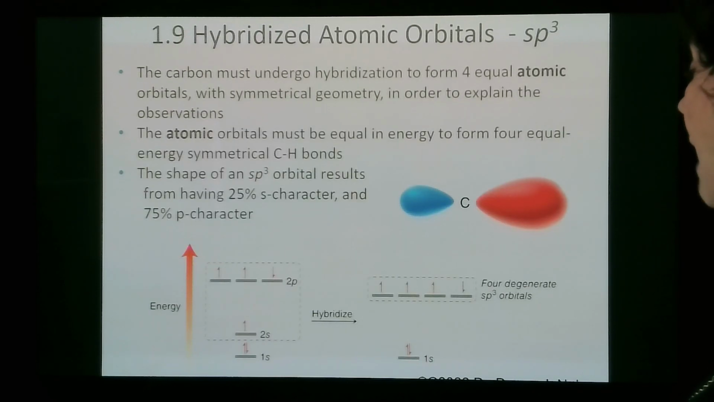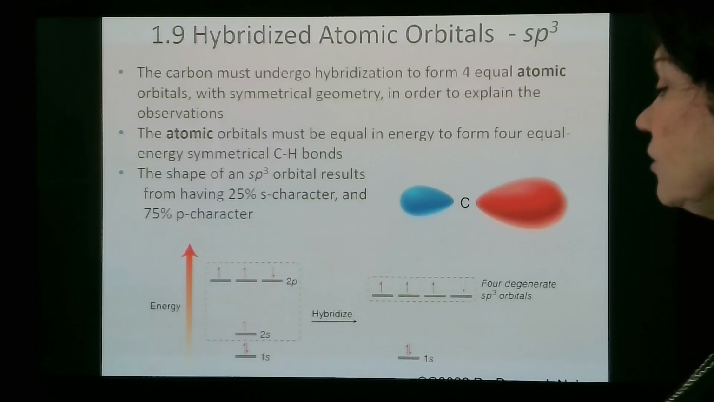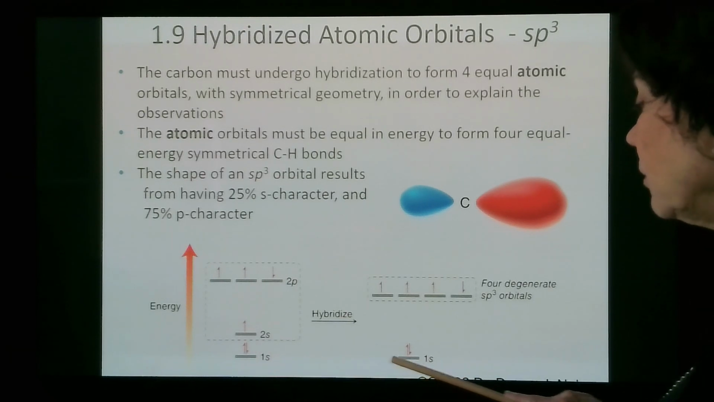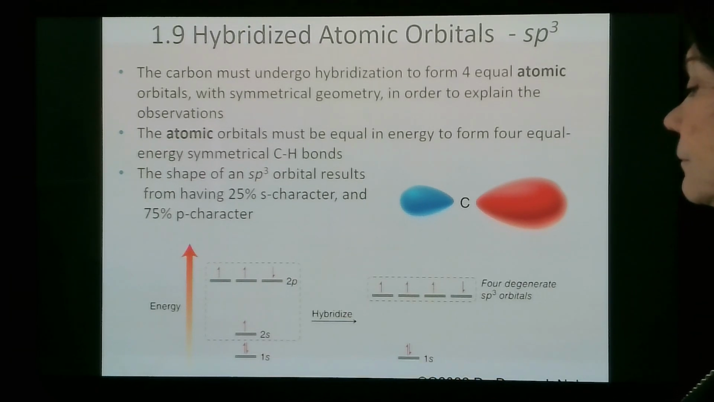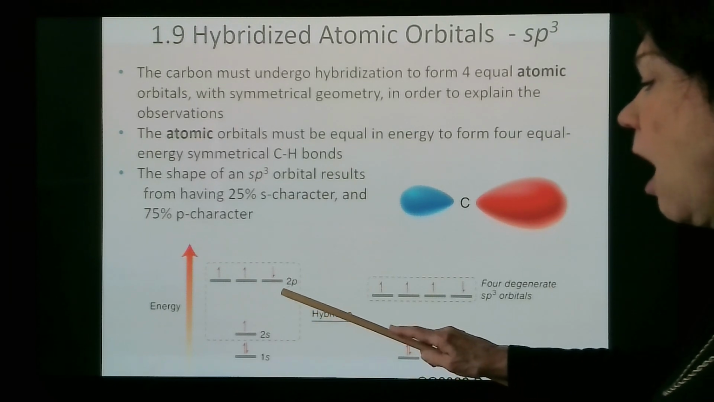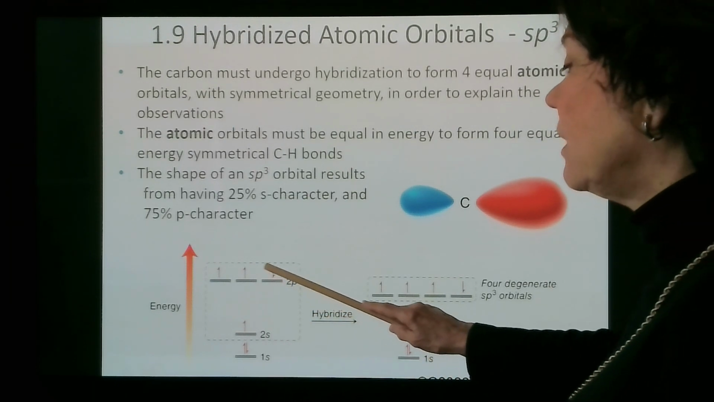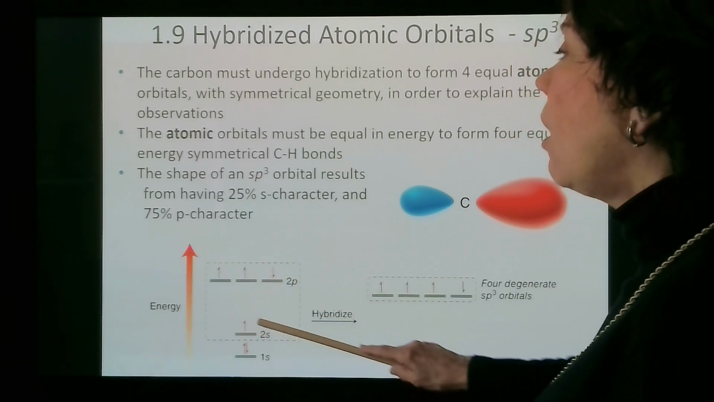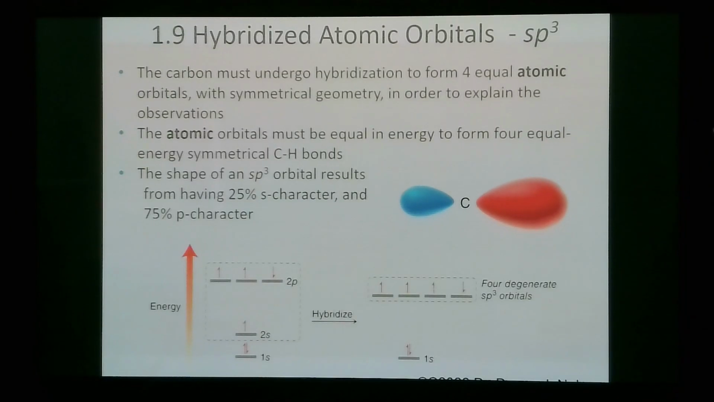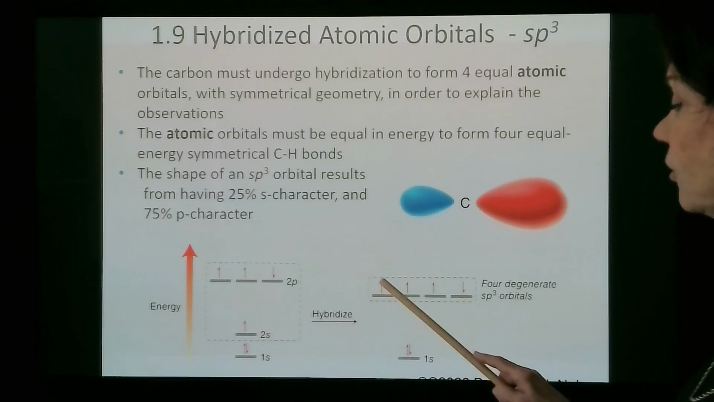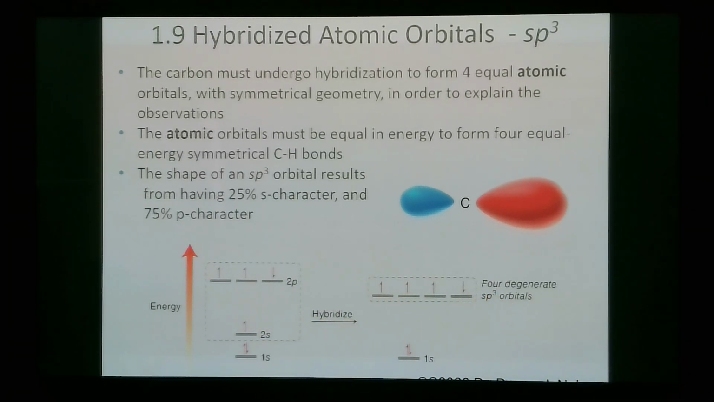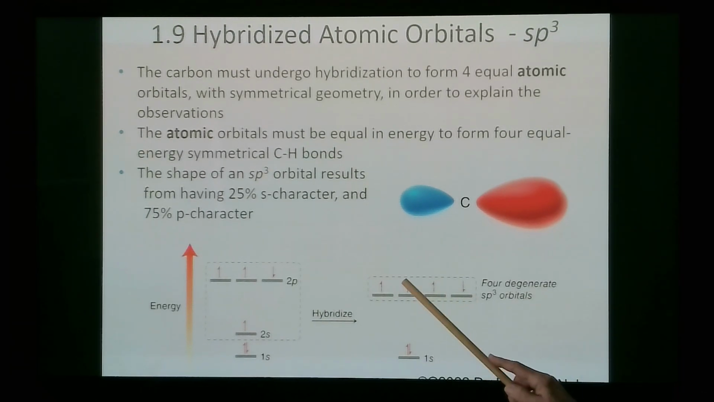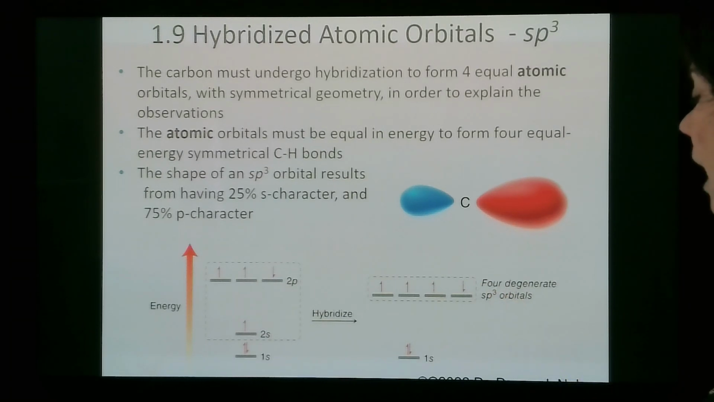And so what happens is, again, we're not going to consider the 1s orbitals because those are in an inner sphere. They are not valence electrons. So let's just look at the valence electrons. These 4 electrons are the valence electrons, and they hybridize into 4 degenerate orbitals, which means of equal energy, and these are called sp3 hybridized orbitals.